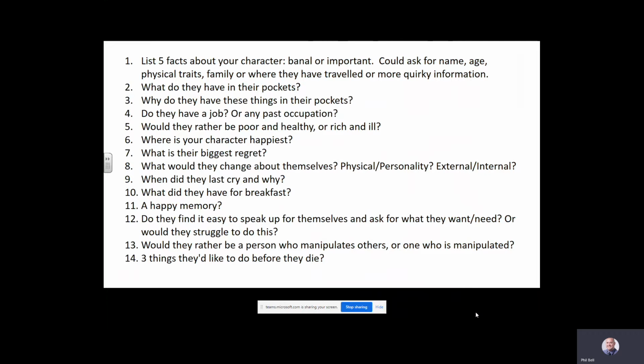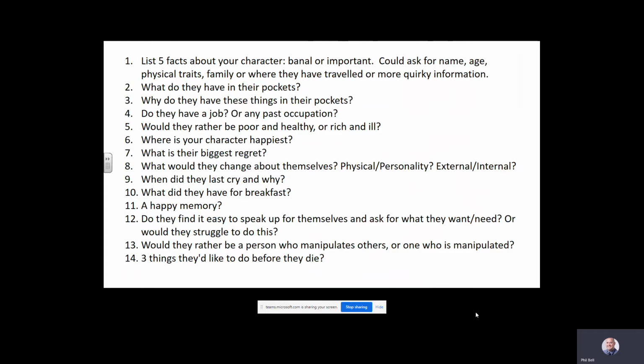I'm not going to talk you through all of them because you're capable people who can read. But number one, list 5 facts about your character. They could be banal and trivial and unimportant, or they could be important things. You might want to know their name, their age, their physical traits. So are they well built? Are they thin? Are they gaunt?